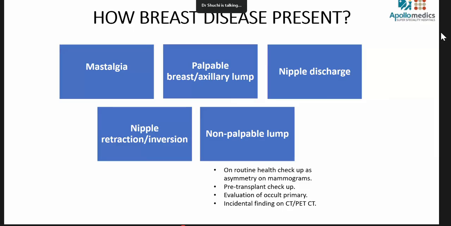So with what all complaints does the patient come to us? Patient comes to us for mastalgia, palpable breast or axillary lump, nipple discharge, nipple retraction or inversion, and non-palpable lumps. So non-palpable lumps are the lumps which are diagnosed on a routine health checkup as asymmetry on mammograms, pre-transplant checkup, evaluation of occult primary.